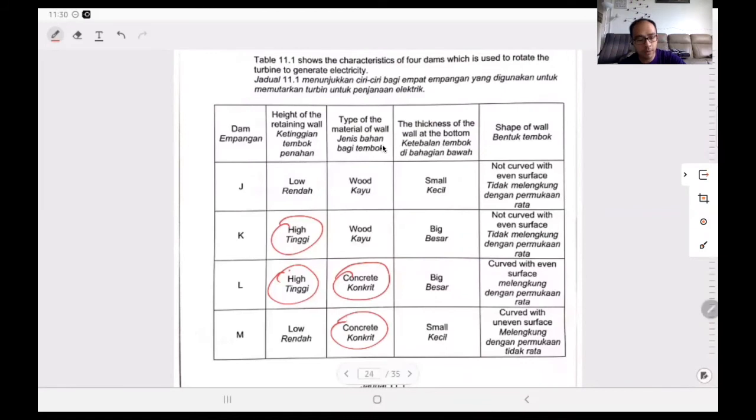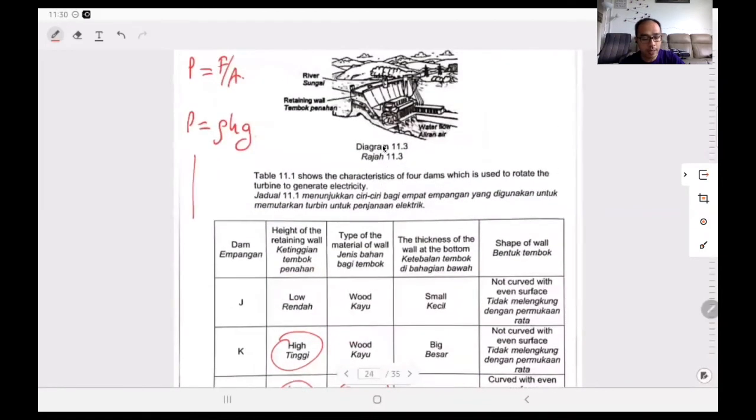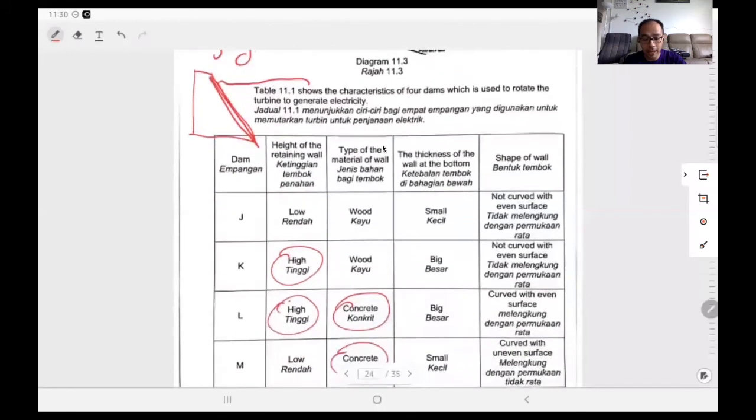Thickness of the wall at the bottom. Okay, thickness of the wall at the bottom. The side. You know this. Okay, dams. If you look from the side, this is how the thickness will be lah. Okay, what you don't see is this lah. Tapi sebenarnya the wall of the dam is slanted. So you want the thickness to be bigger at the bottom.